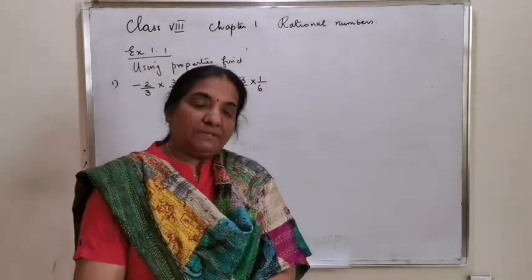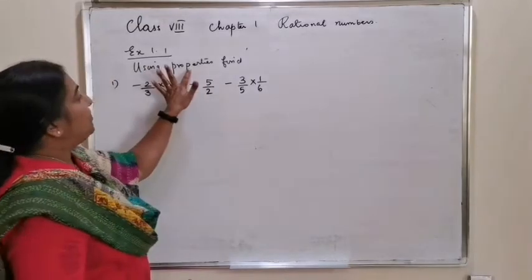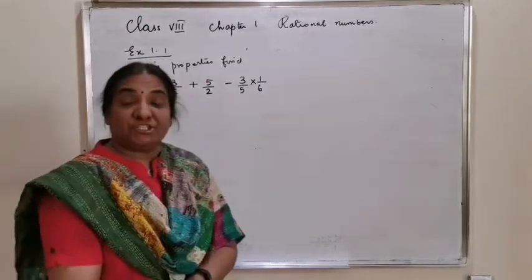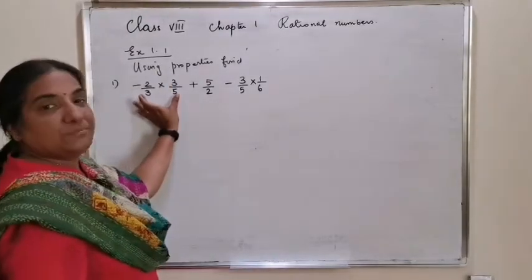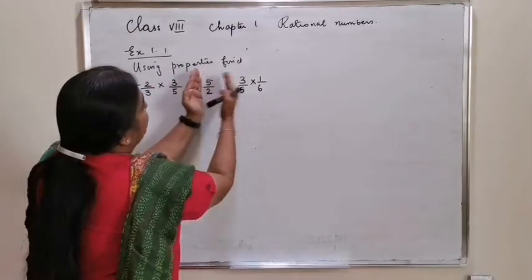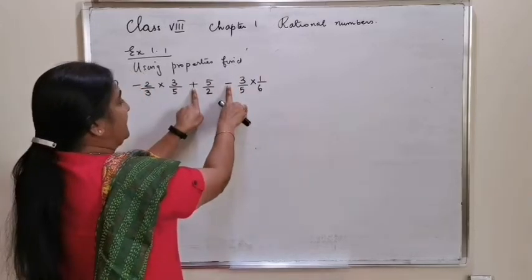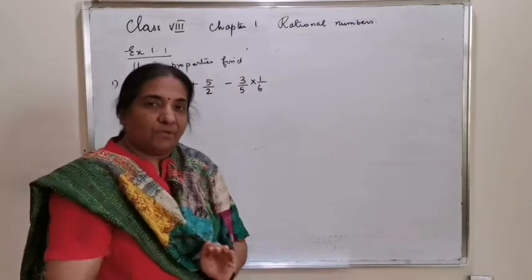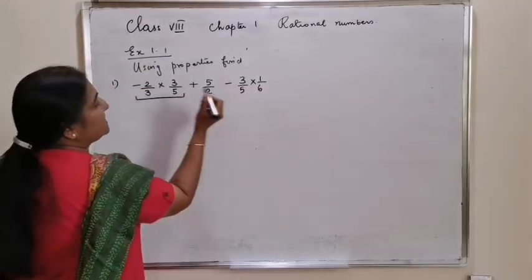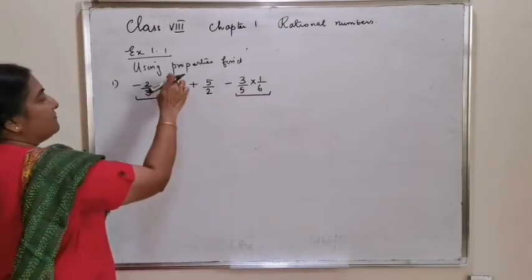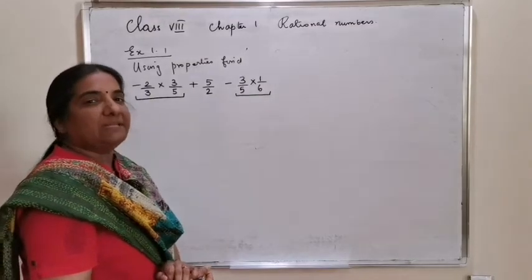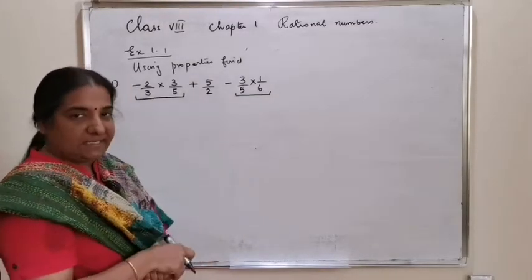Exercise 1.1, the first question, using properties find. That means no need of separate cancellation. There are three terms separated by addition and subtraction: this is the first term, second term and third term. Now, if you have a close look, you can see that this term and this term have a common rational number 3 by 5. So, we can bring them together and reduce the step.